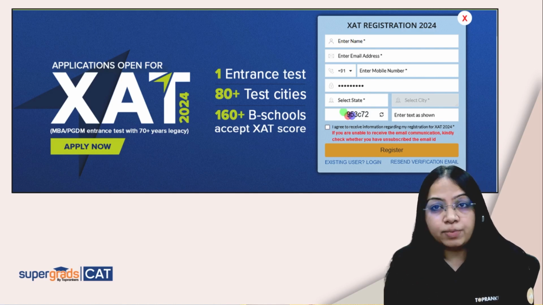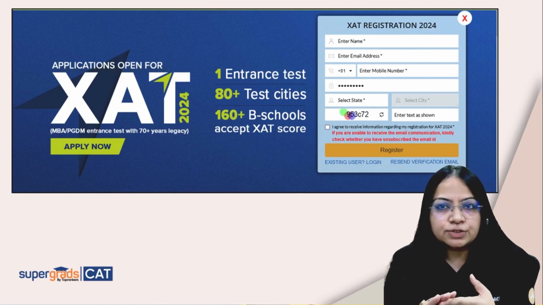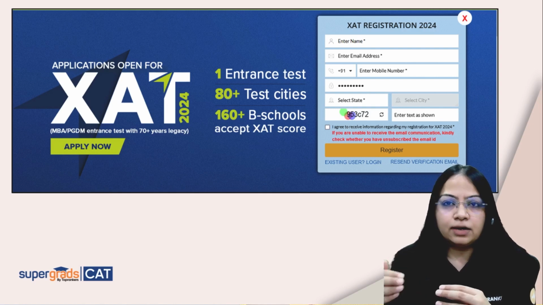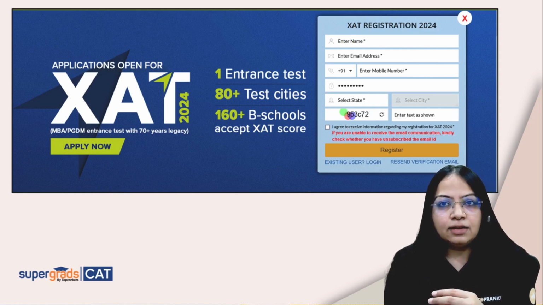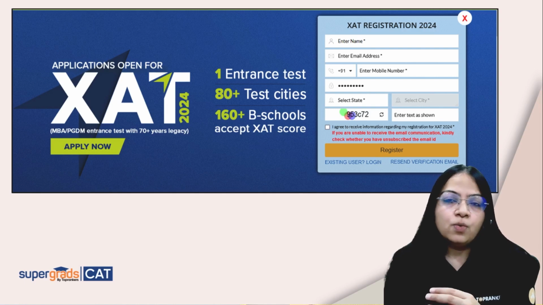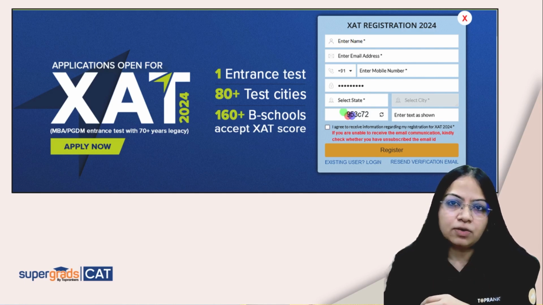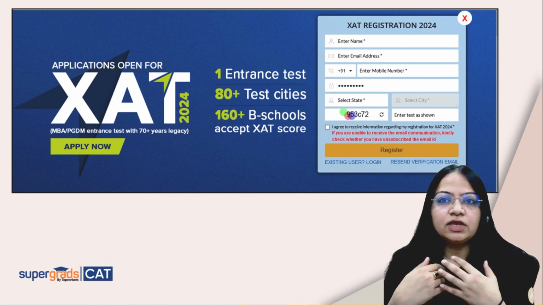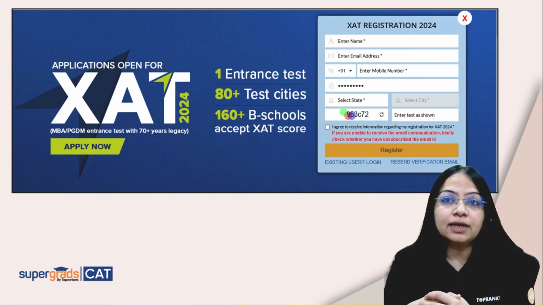You create a password as well. In the password, make sure that it is a combination of uppercase, small case, special characters, and numbers. So you create a password for yourself and do remember, make it an easy one. Remember the password. Then you enter the state, then you enter your city, and then you do the captcha verification. Once the captcha verification is done, you tick on the small square that's given over there, and then you click on register. Now, when you click on register, a verification email is going to come to the email ID that you have entered in this form.